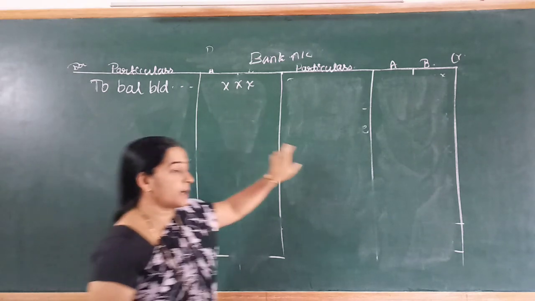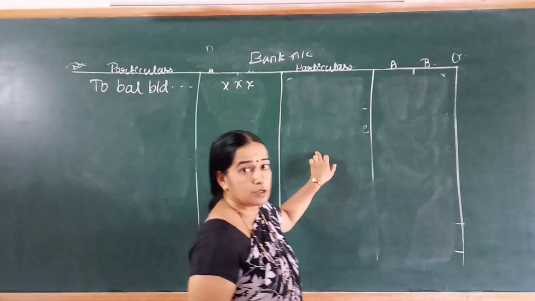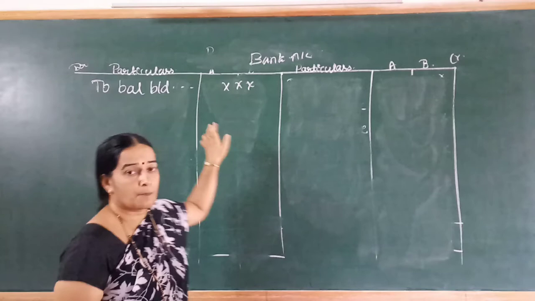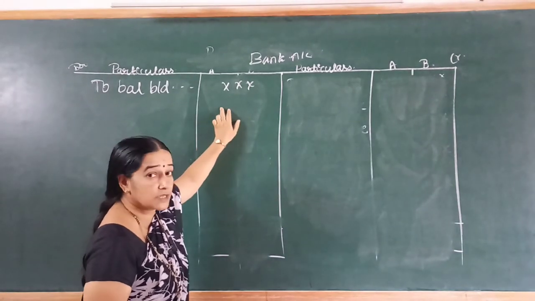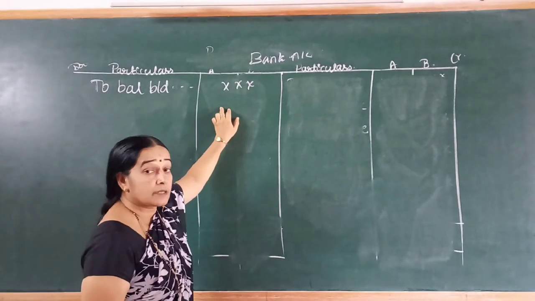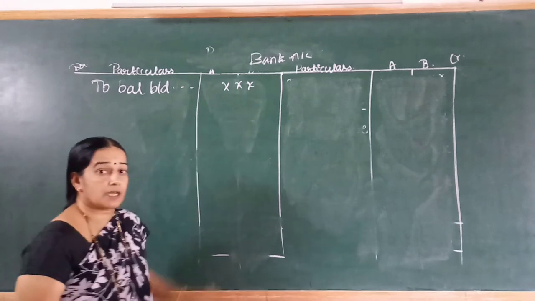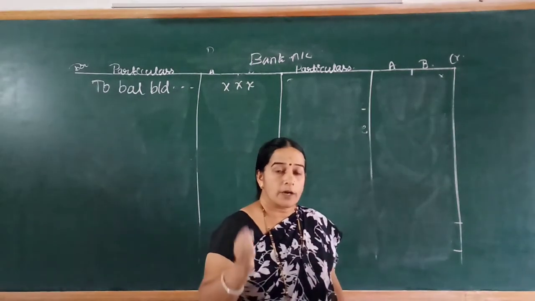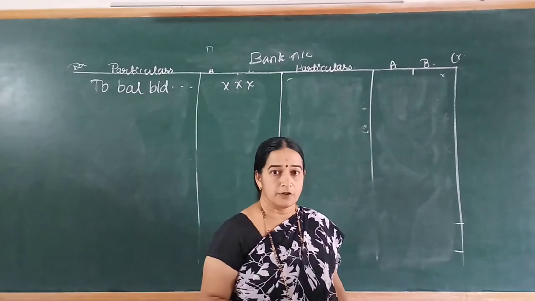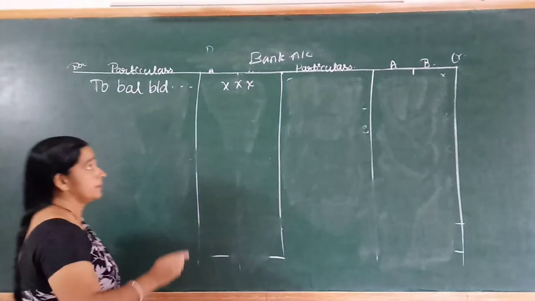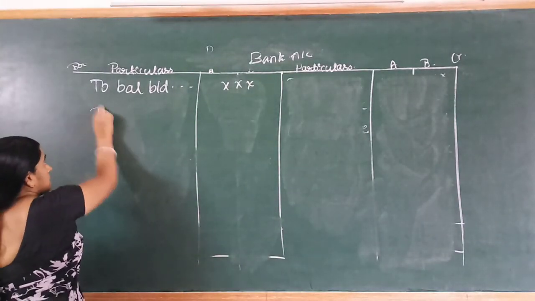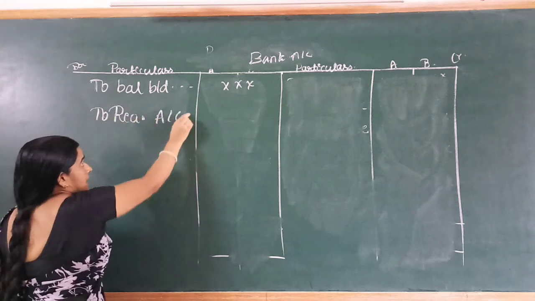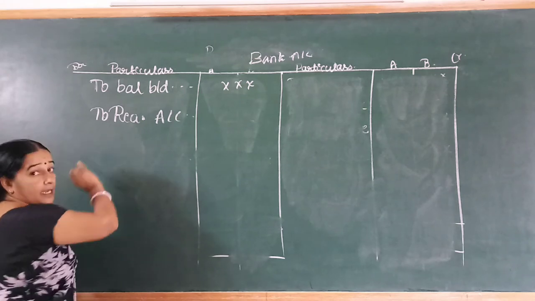If there are any payments, then payments will be written on the credit side of the bank account. So first, the balance has to be brought down on which side? On the debit side. Next step is to transfer the realized value of the asset. By the sale of the asset, whatever amount is received by the firm will be debited to the bank account. Now to the realization account. Now this entry is for transferring the asset realized value.